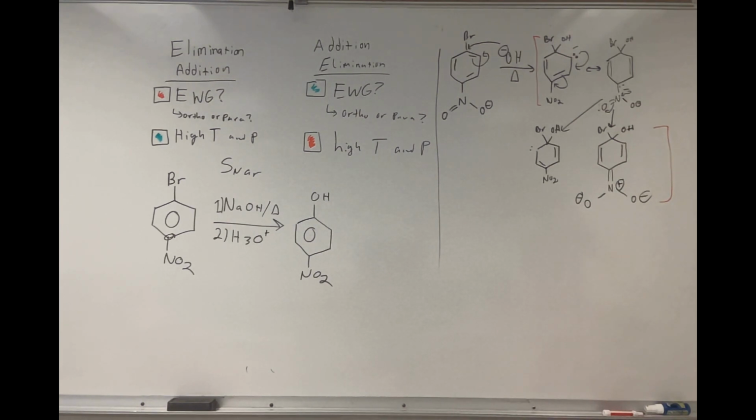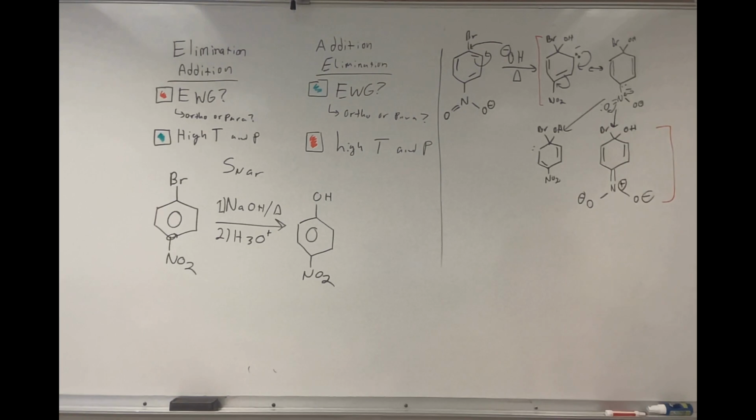So we need to do an elimination now. We did the addition, and we have this Meisenheimer complex. Now we need to do an elimination. So there's actually a cascade of events that occur, right?